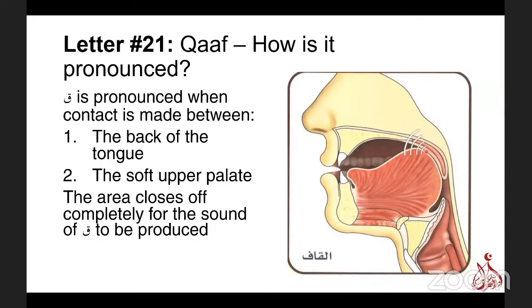As I'm mentioning here, the area closes off completely for the sound of Qaaf to be produced. The back of the tongue is fully risen to the upper palate and there's no room at all. This is another letter of qalqala, and on the letters of qalqala, when you close them off completely, it's also a letter of something called shidda. Shidda means that when you pronounce the letter, you must close it off completely. Because it's being closed off completely, it's called shidda.